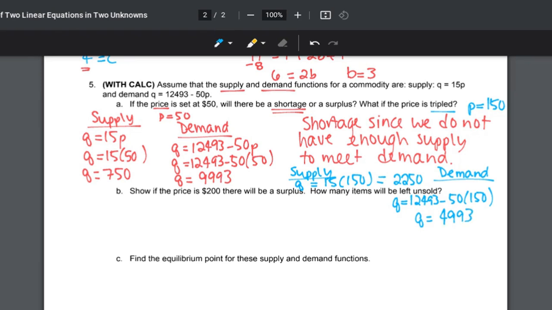So is there going to be a shortage or a surplus? Still, there will be a shortage because the supply is less than the demand.